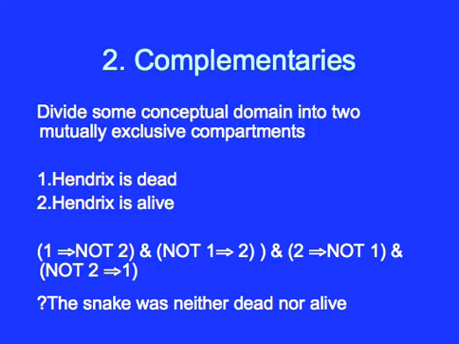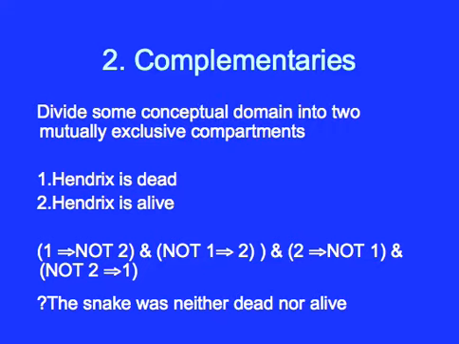So Hendrix is dead and Hendrix is alive. Notice that the particular way we map the entailments here is kind of quite complex. So one entails not two, and not one entails two, and therefore two entails not one, and not two entails one. We've just reversed it. But that gives us a complete map of the entailments of complementaries.